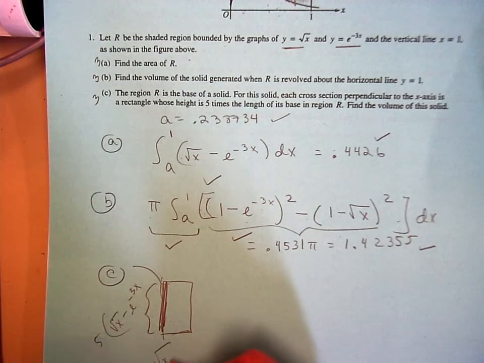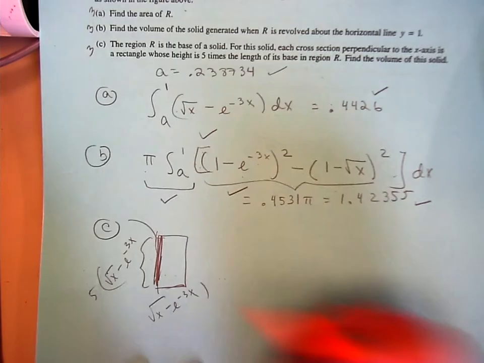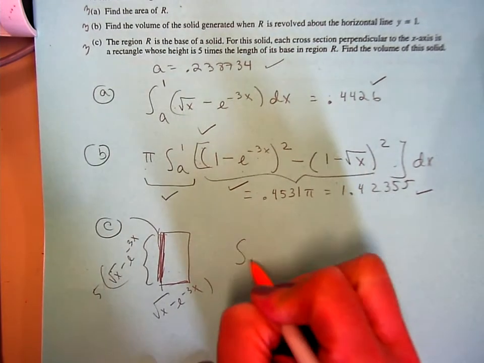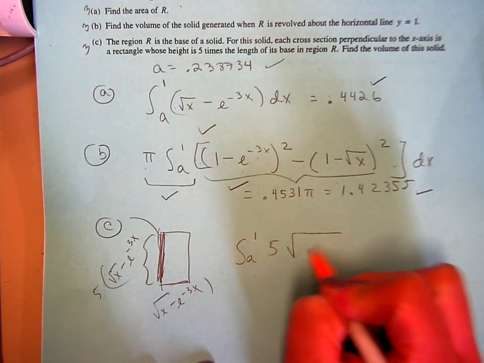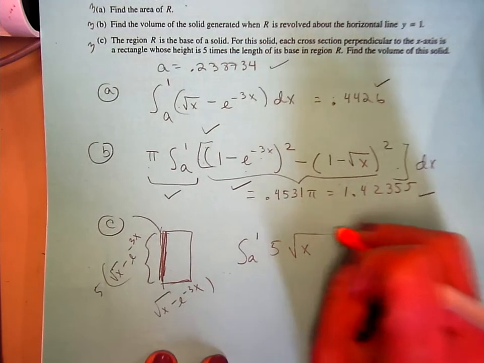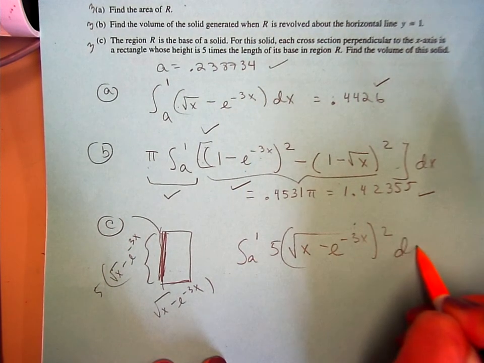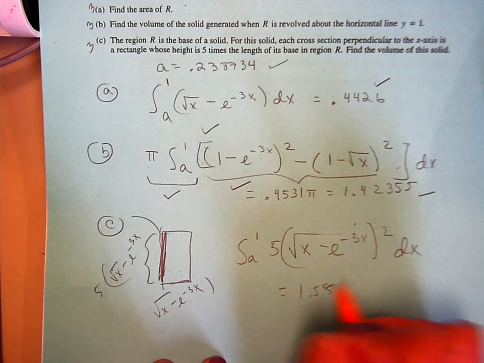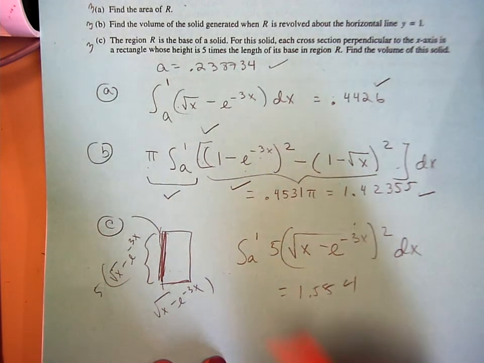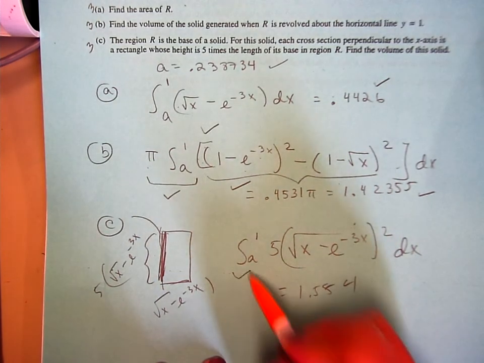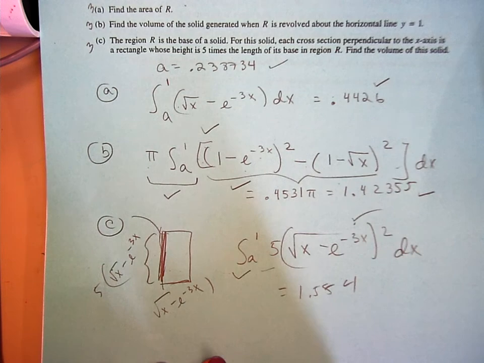So the area of this rectangle is just length times width. So bounds should be the same. So the integral of 5 times the quantity square root of x minus e to the negative 3x, squared, dx. It's 1.554. Again, 3 points for this answer, a point for the bounds with the 5 in there, a point for the integrand, a point for the answer.